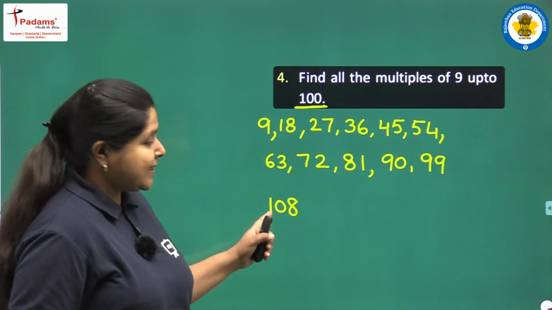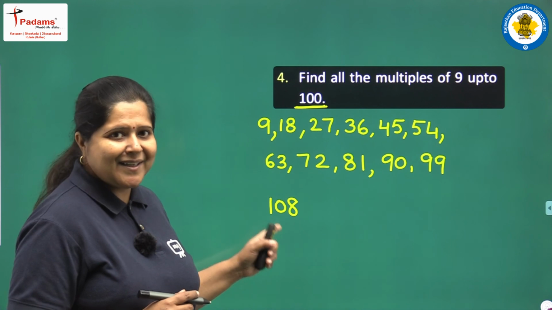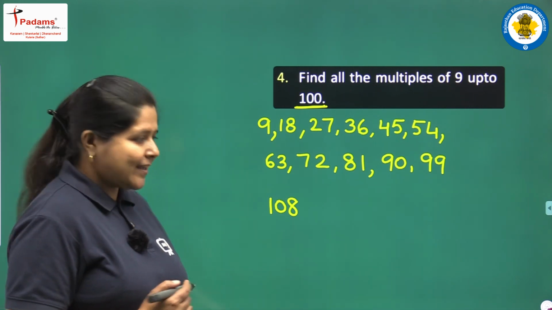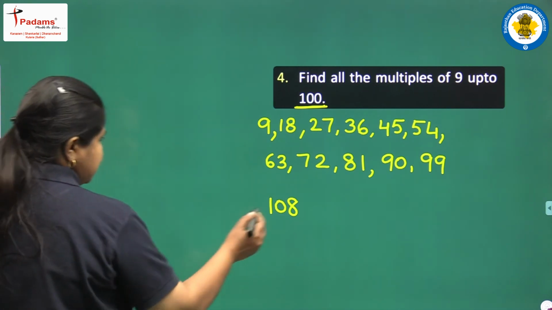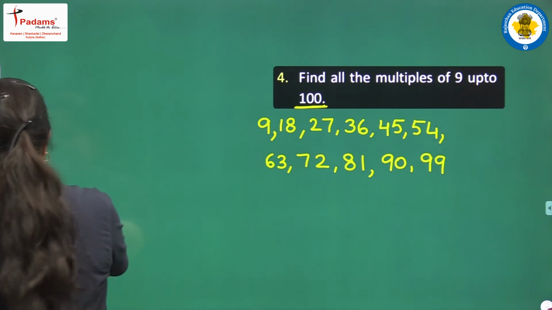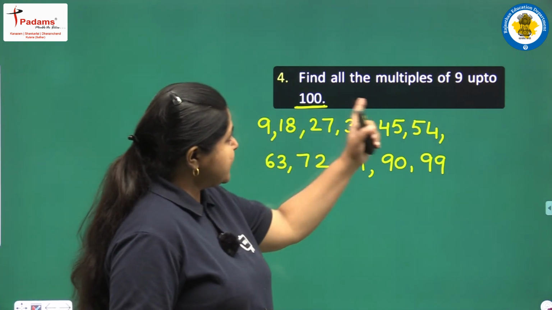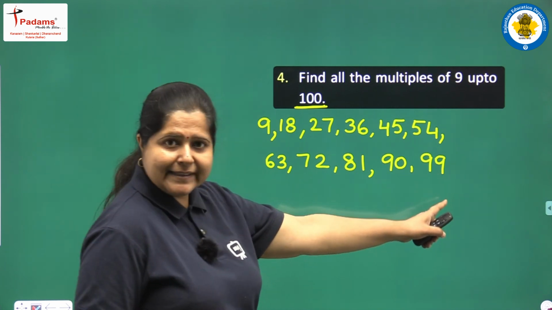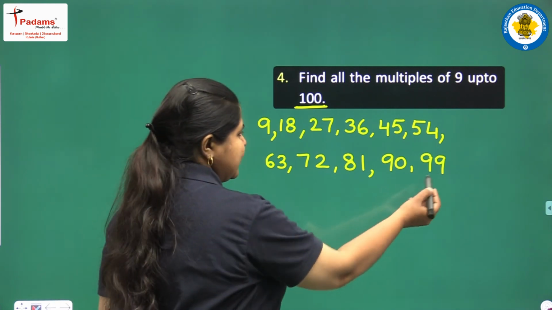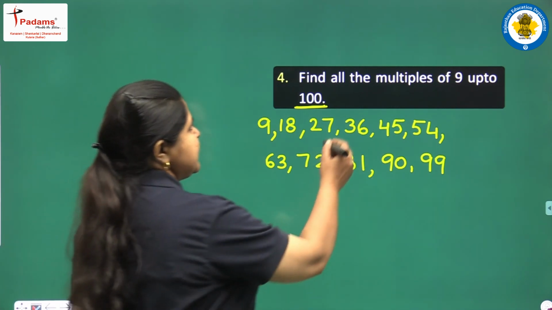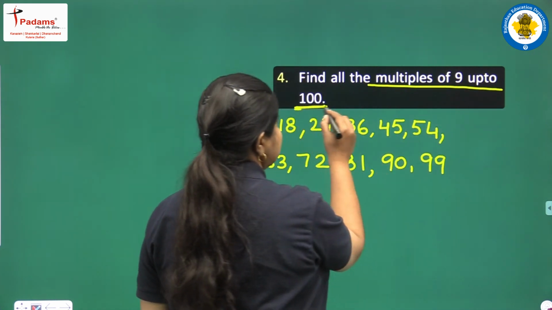Now is this less than 100, up to 100? No, it has crossed 100. So it will not come here in the answer. We have the multiples of 9 up to 100 till 99. It's very close to 100. So these are all the multiples of 9 up to 100.